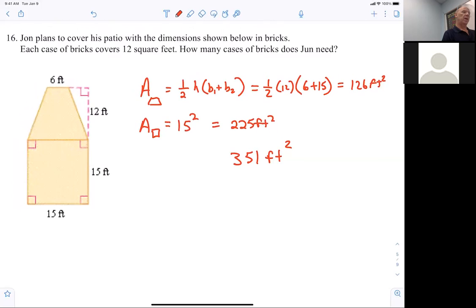Okay, so now you need to tell me, when you buy things, you buy them in bulk, right? So how many cases do I need? What do I do? How did I get that, though?